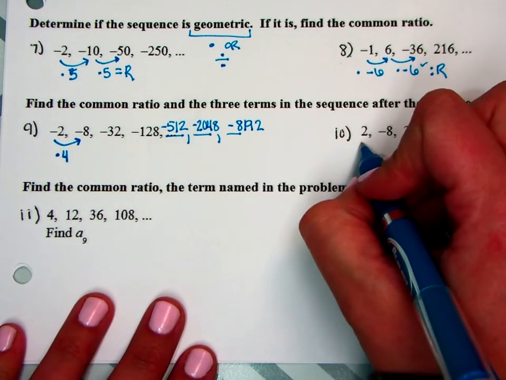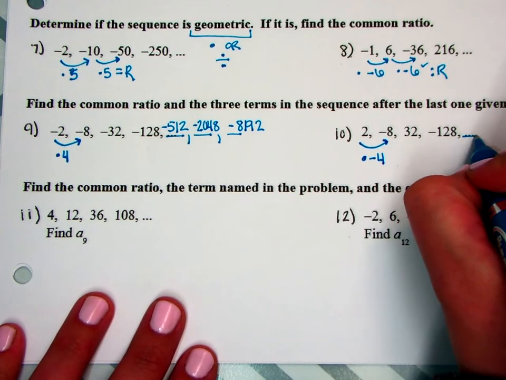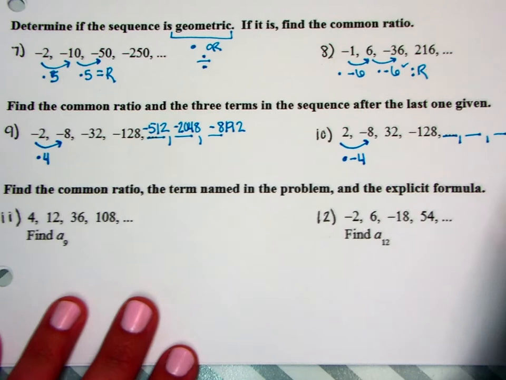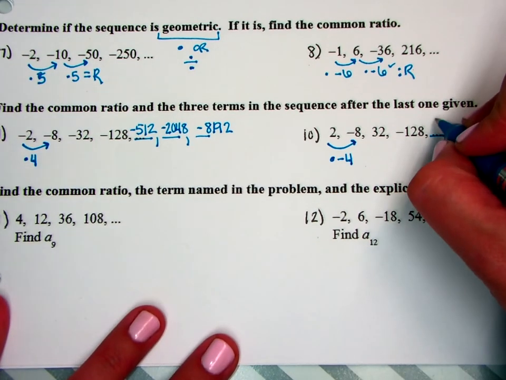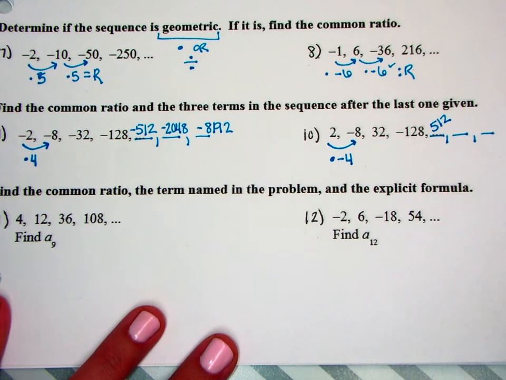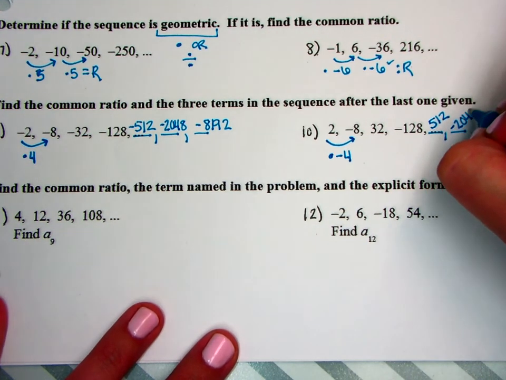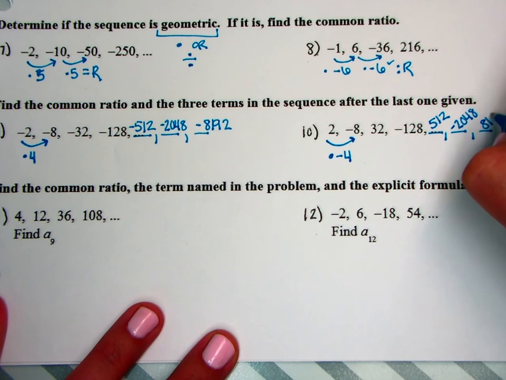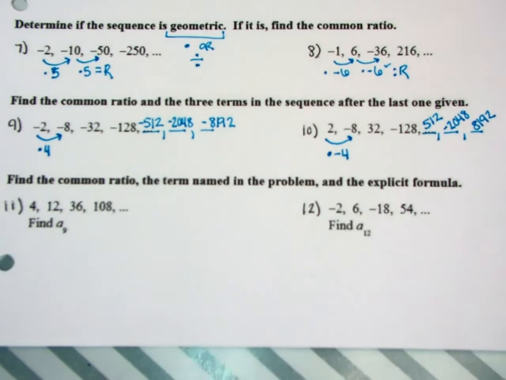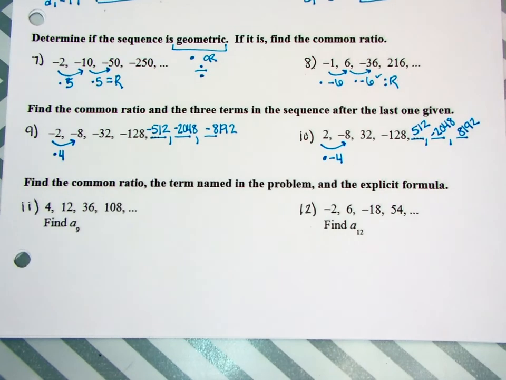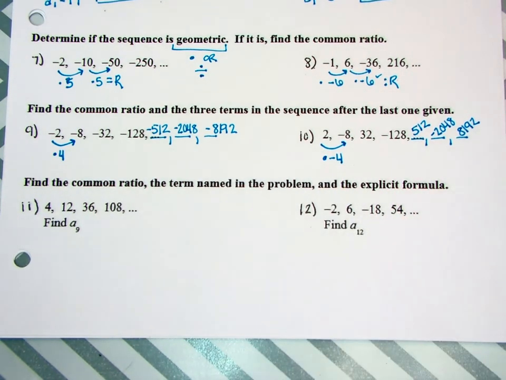Let's try number 10. To get from 2 to negative 8, I would multiply by negative 4. So to continue the trend of our problem, negative 128 times negative 4 would be 512. 512 times negative 4 is negative 2048. And this would be positive 8192. Notice how in the first one, all of the values were negative, so we're multiplying by a positive. In number 10, they alternate, which means I would be multiplying by a negative.